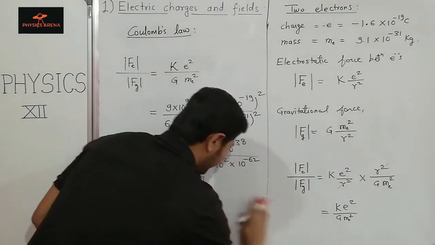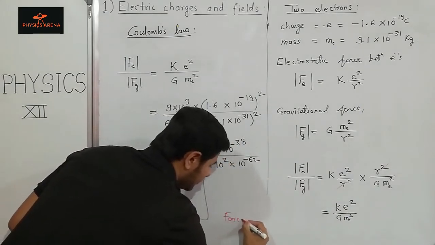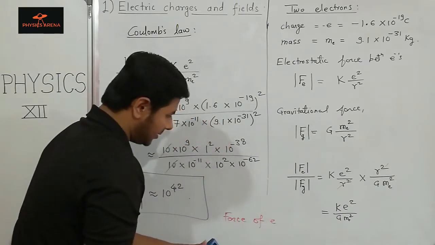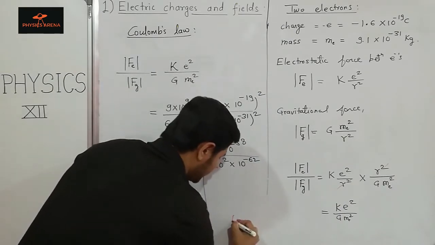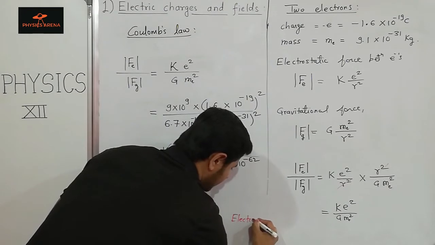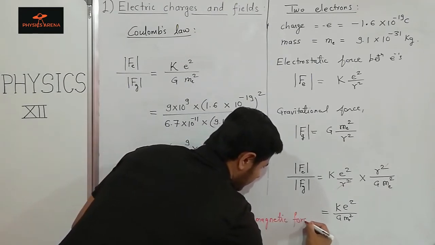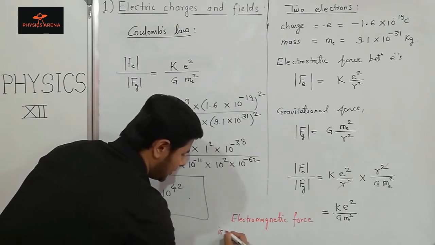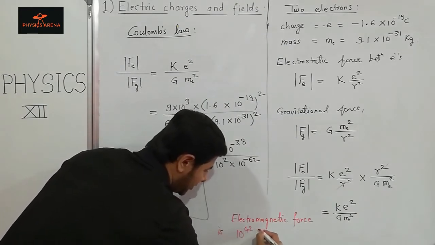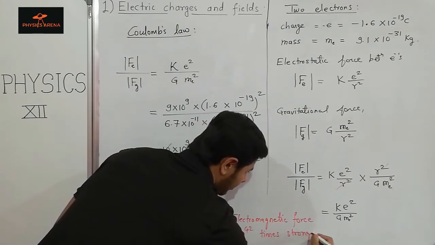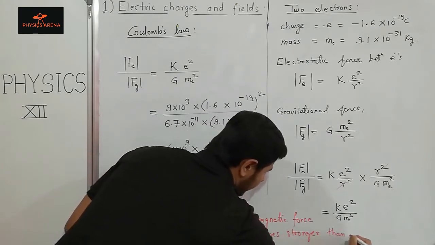So let me write: force of electrostatics, or the electromagnetic force, is 10 raised to 42 times stronger than gravity.